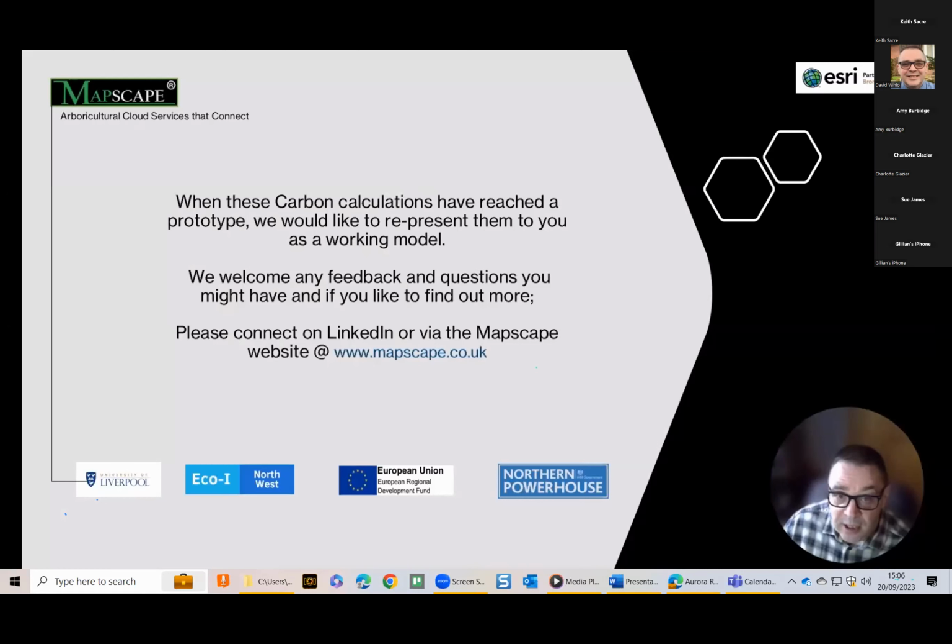When these carbon calculations have reached a prototype, we would like to present to you a working model in a follow-up Trees Design and Action Group webinar. It would be great if you'd like to join us. Together with our development team, we welcome any feedback and questions you might have, especially in the practical application of incorporating carbon storage measurements into arboricultural assessments and reports.